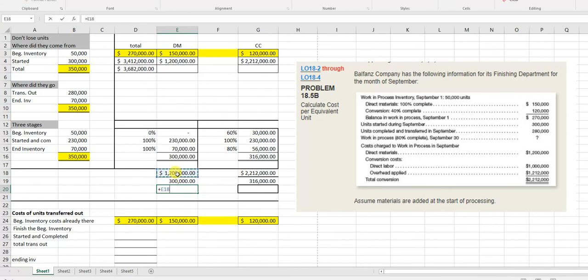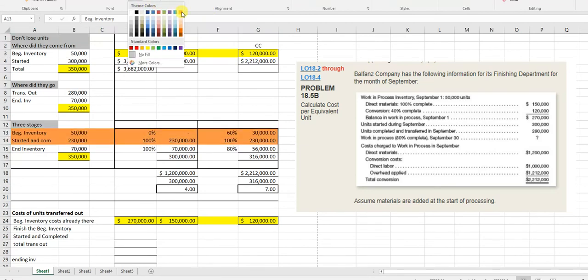And so now I have my cost per equivalent unit of $4, which is the 1.2 million divided by the 300,000, and the 212 divided by that number. So I have cost per equivalent unit for materials, and cost per equivalent unit for conversion costs. So notice I brought down my cost of beginning inventory already there, so I know I transferred out beginning inventory, and I transfer out the items that I started and completed. So these two lines are the ones I transfer out. So I'll put those in orange, I guess.